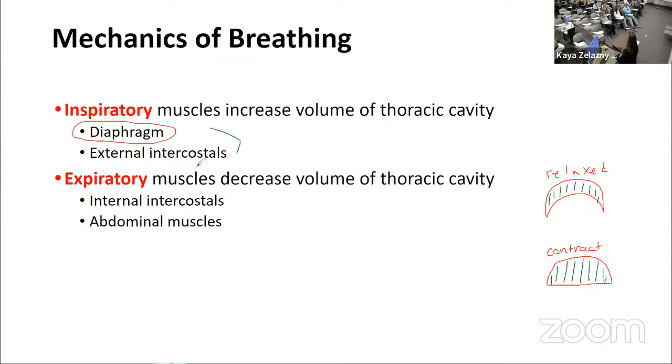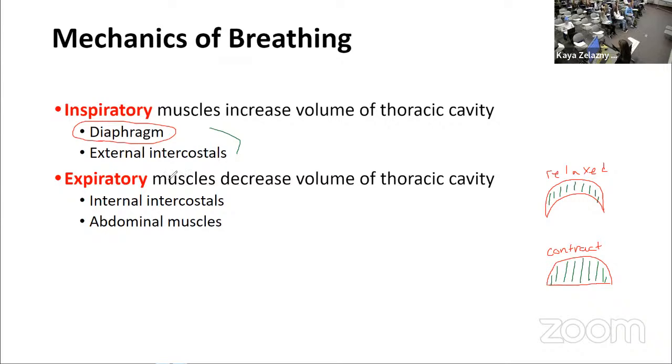Our external intercostals, our outer layer of muscles that go between our ribs, also contract to increase the volume of the thoracic cavity. So that's what you feel when you put your hands on your chest and you breathe in. You can feel that your sternum is kind of coming up, your ribs are coming out to the side, increasing volume in both that anterior-posterior direction and that medial-lateral direction. Okay. So that's what they're doing.